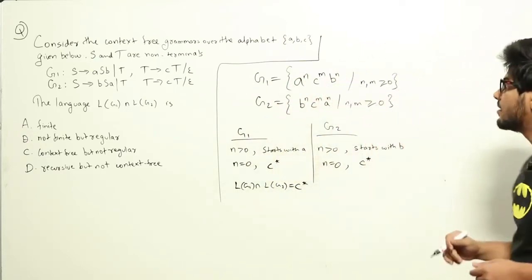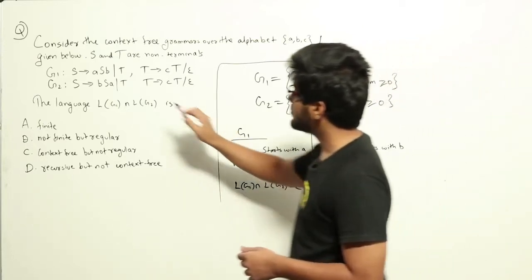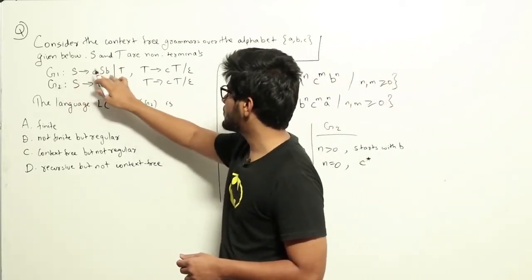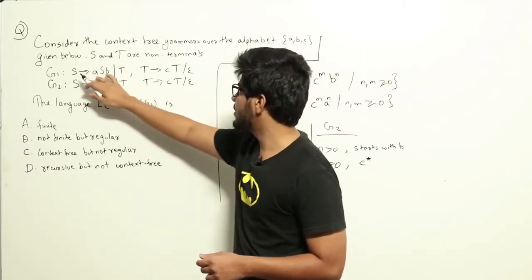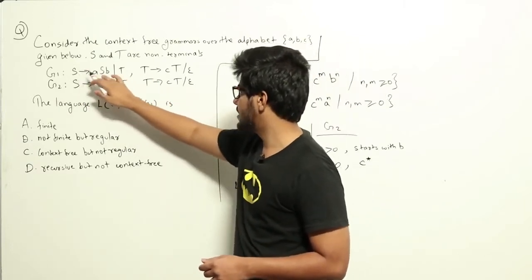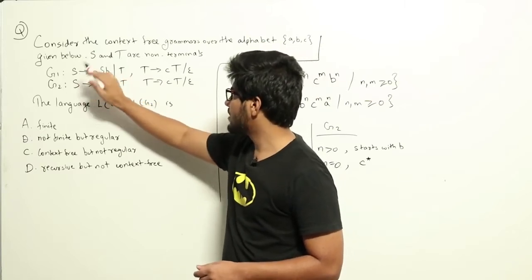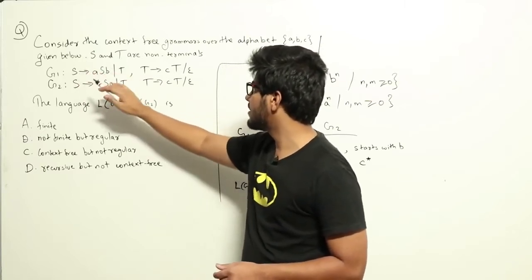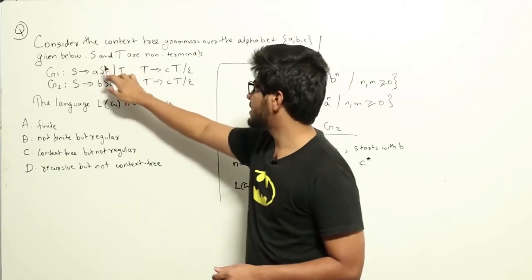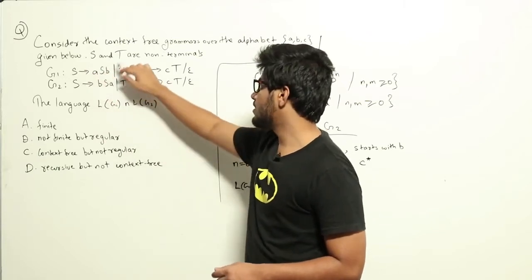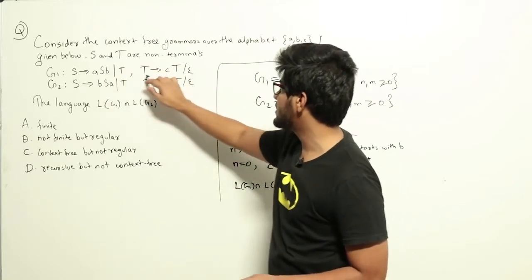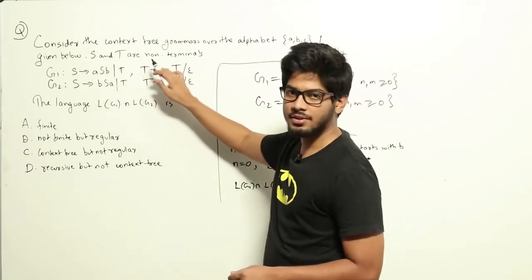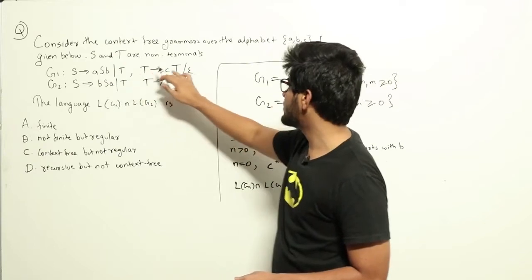So let's look at G1. G1 says S gives A, S, B or T. In this part there is one more S, so we can keep on taking this part, S gives A, S, B, and this S we can keep on resolving to A, S, B, etc., until we resolve this S to a T. Once we do that, there is no more S, and T we can generate independently. T gives C, T or epsilon.